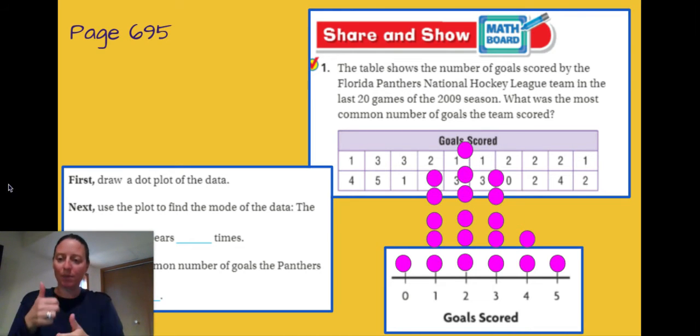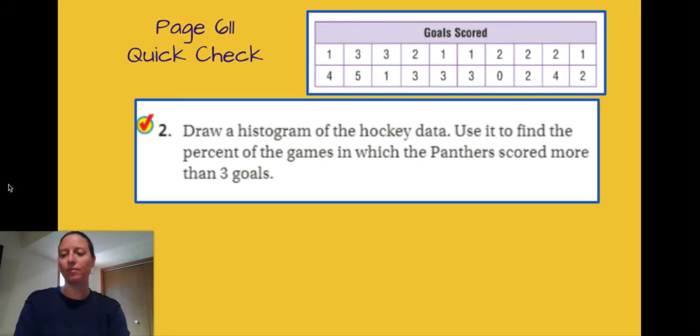Page 611, quick check. Draw a histogram of the hockey data. Use it to find the percent of games in which the Panthers scored more than 3 goals. And the summary?